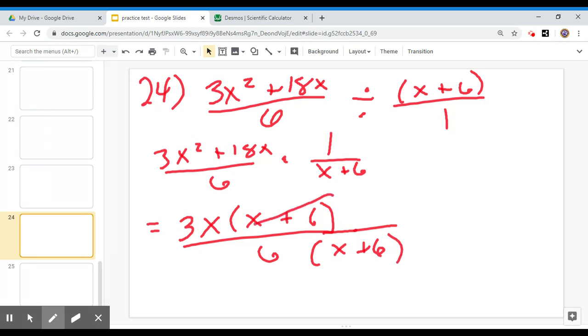And then we can go like this. Final step, we have 3x over 6. Let's reduce those coefficients by 3. So we have 1 over 2. So then we have 1 times x over 2.